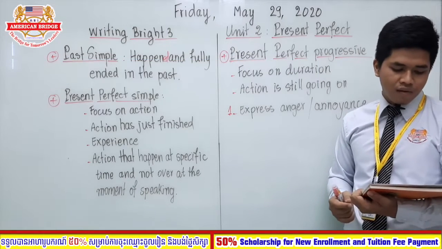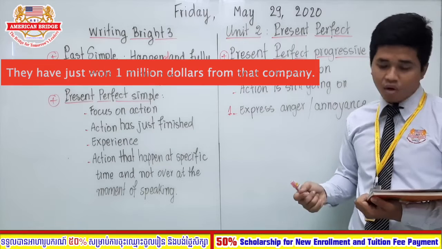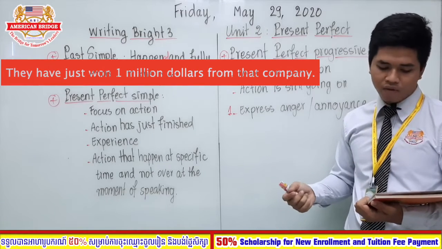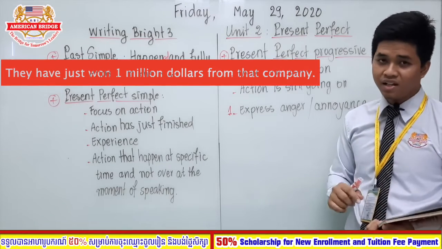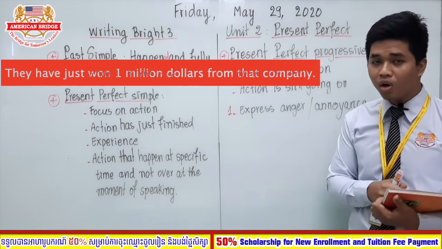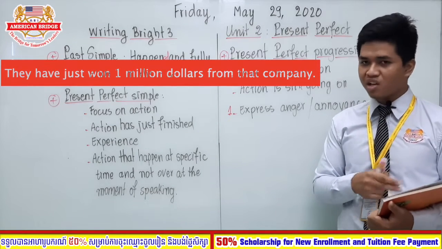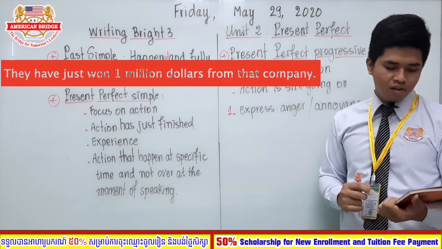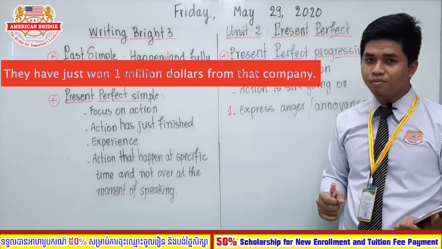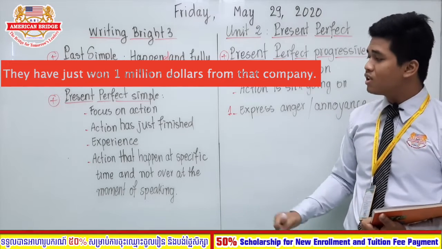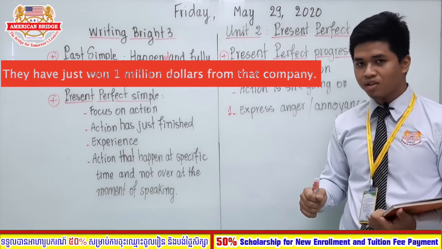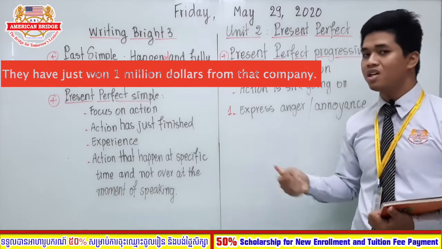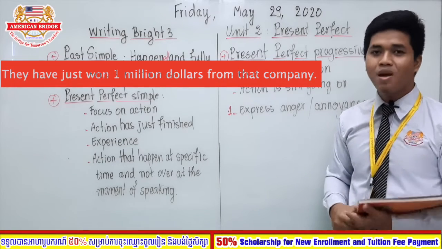Last but not least, we have number 8. They have just won $1 million from that company. Again, this is in present perfect simple, and they use the word just. They talk about an action that has just finished. Okay, so we can see the result. They become rich. Okay, everyone.